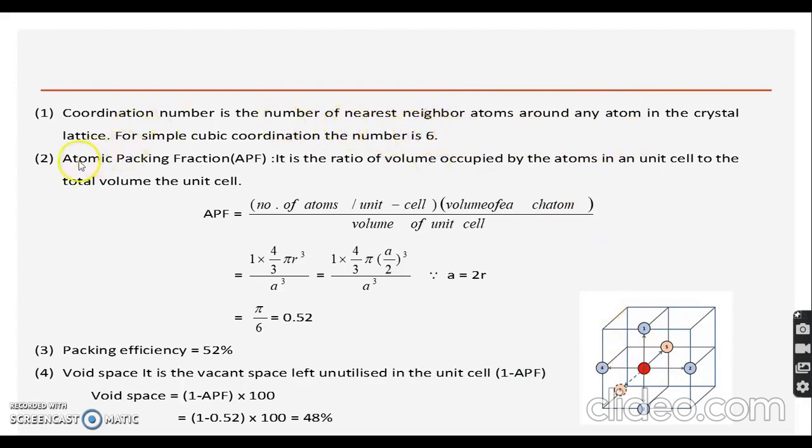So the coordination number is nothing but 6. Atomic packing factor is the ratio of the volume occupied by the atoms in a unit cell to the total volume of the unit cell. So what is the formula? APF is given as the number of atoms per unit cell, this will be small n.